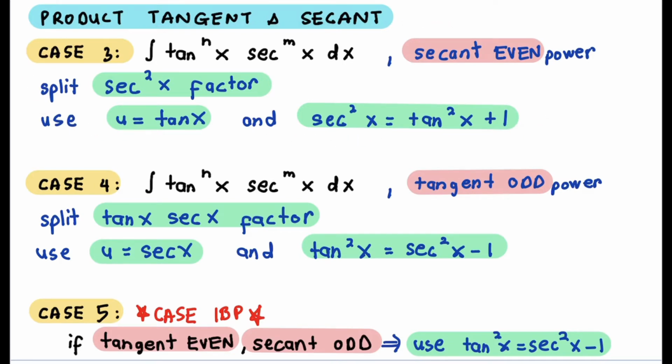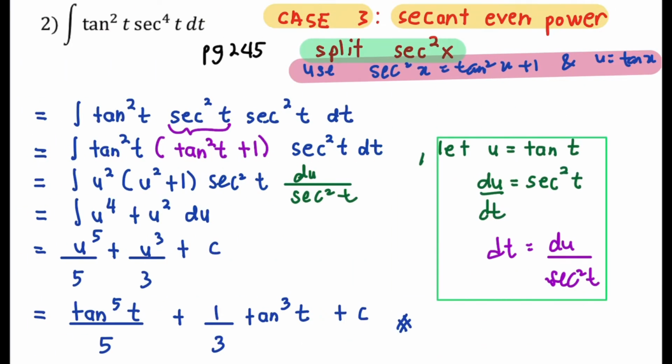Now let's see the example. This is case 3 where secant is even power. Let's see, you have the integral of tangent squared t, secant to the power of 4t. Okay, so your secant here definitely is even power. So let's follow the steps. Split as secant squared. So now your secant is power of 4, so let's split it to power of 2 and power of 2. So let's rewrite it back. Tangent squared t, secant to the power of 4t. So this is secant squared t dt.